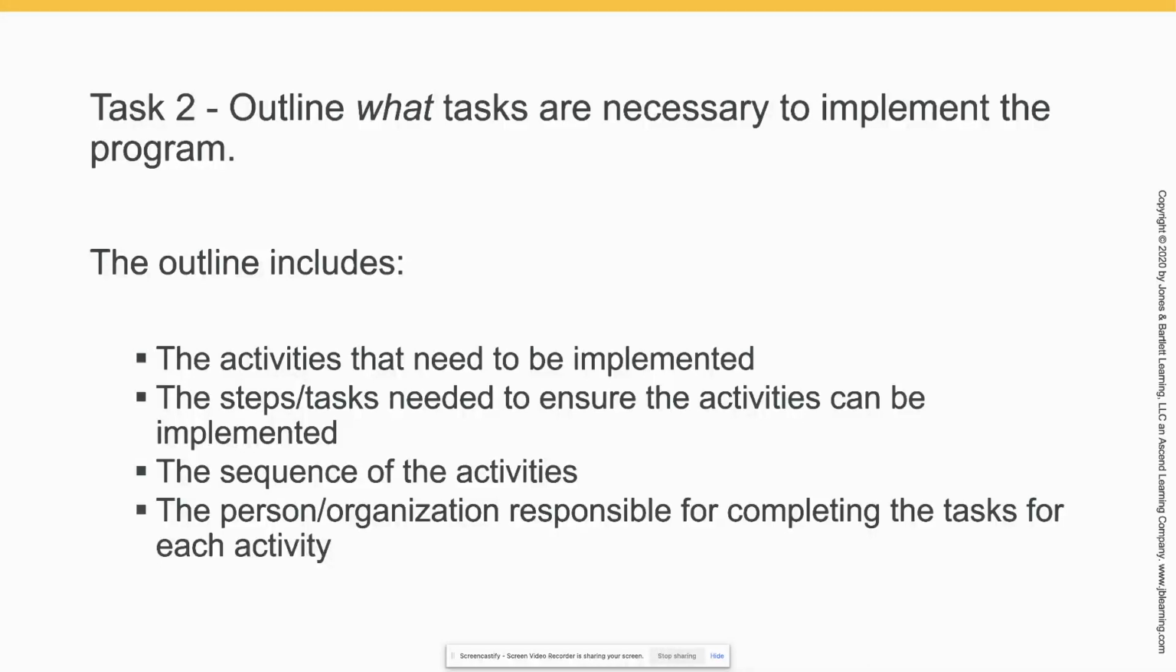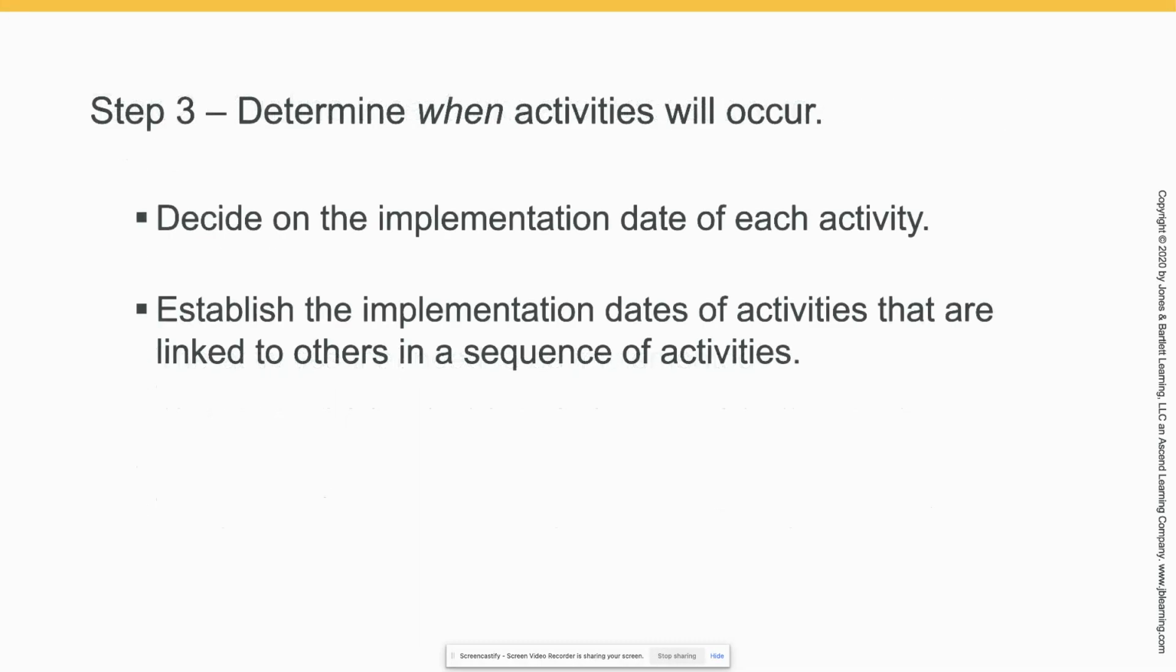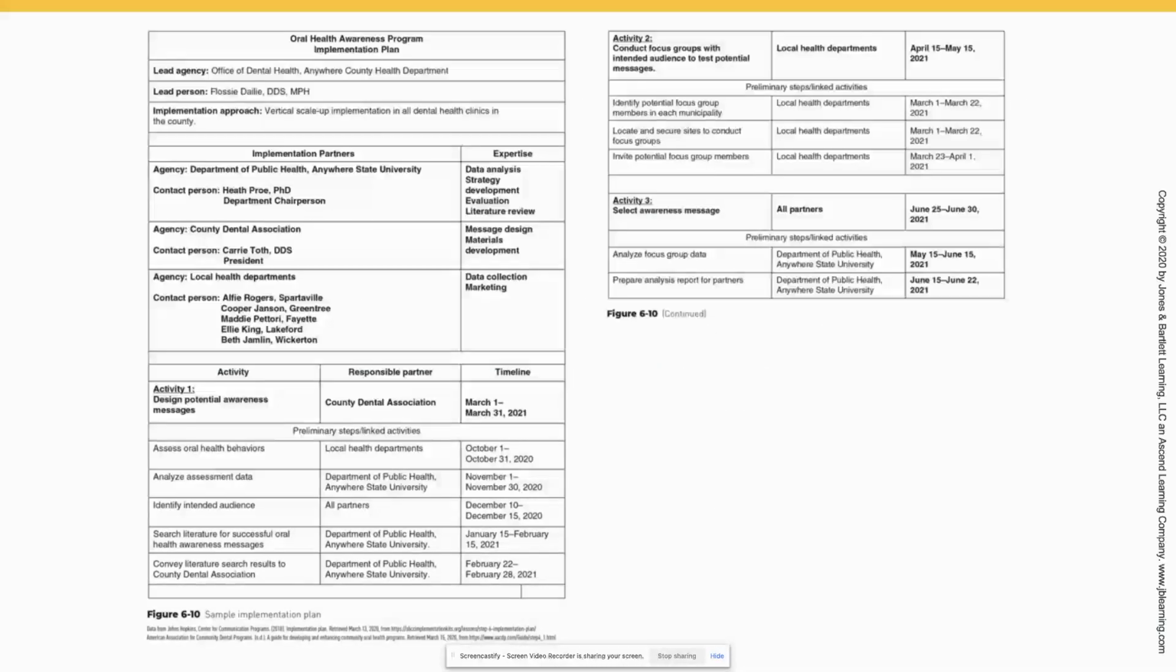Task three is to determine when the activities will occur. Remember, we talked about those timelines, what happens first, second, third, but also identifying literally what months, weeks, and years these will happen. You need to have that timeline there. And then your last step is to create that written program plan that has all three of those pieces in it. Okay, that in a nutshell is program implementation.